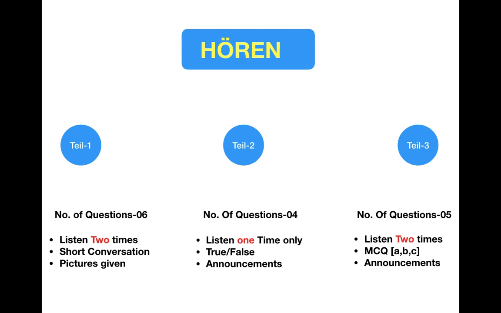Third part, number of questions 5, and you will listen 2 times. MCQ based, A B C, you have to mark the correct answer, and the nature of listening is announcements. But there will not be any picture, only statements will be written, sentences will be given. 5 sentences, you will listen carefully and mark either sentence A, B or C, which option is correct. So this is listening skills, especially you have to work on Teil 2 because you will listen only 1 time.